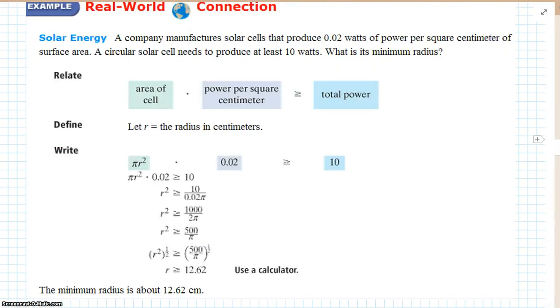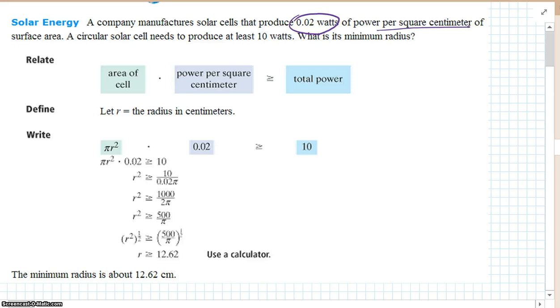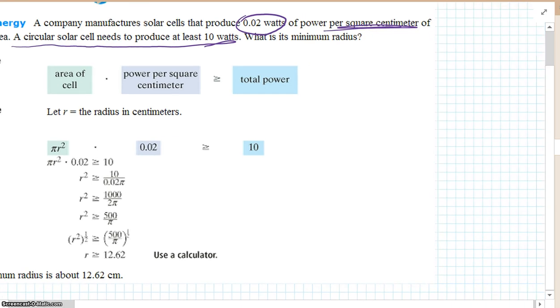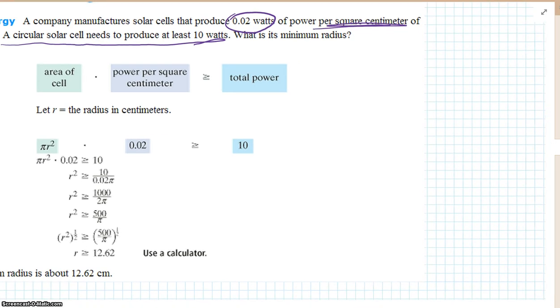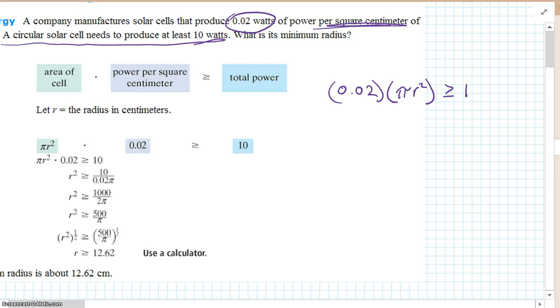All right, so let's look at a real world solution here. A company manufactures solar cells that produce 0.02 watts of power per square centimeter of the surface area. A circular solar cell needs to produce at least 10 watts. So what's the minimum radius? All right, so we know it's going to produce 0.02 watts per square centimeter. We know it's circular, so we know the area of a circle is pi r squared. And we know it needs to be at least 10. So we've got to solve for r.